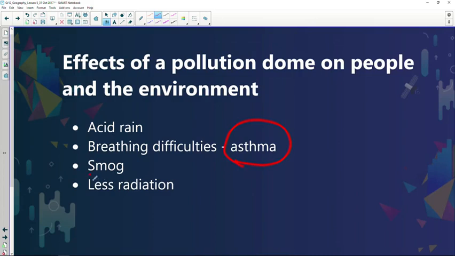The smog, like we've already mentioned, is a mixture of fog and pollution, and can create breathing difficulties, also things like lung disease, etc. And there is less incoming solar radiation because of the cloud cover that's being formed because of the acid rain.